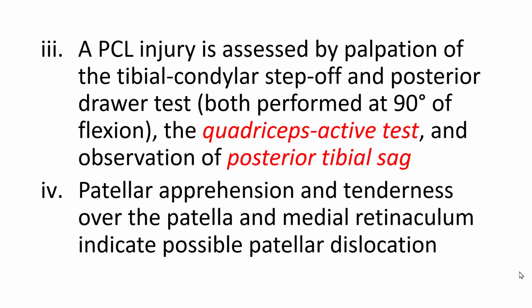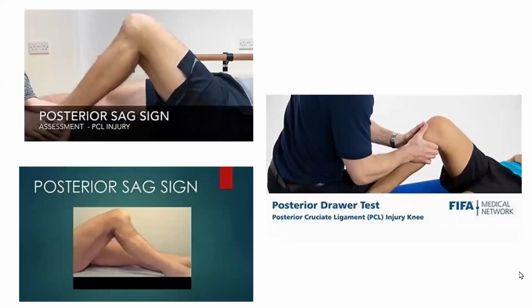A PCL injury is assessed by palpation of the tibial condylar step-off and posterior drawer sign, both performed at 90 degrees of flexion, the quadriceps active test, and observation of the posterior tibial sag test. We spoke about this recently. Patella apprehension and tenderness over the patella and medial retinaculum indicates a positive patellar dislocation. I put this again. Don't forget about the posterior sag sign. Look at the tibia of how it's sagging behind the femur. Always test and do a posterior drawer test to rule out a PCL injury also. So keep these in mind.